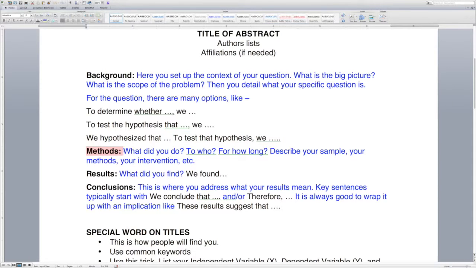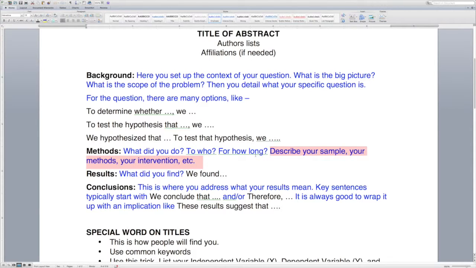For your method section, again, very straightforward. What did you do? To who? For how long did you do it? You really want to describe your sample, what methods for measuring and assessing that sample that you used, your intervention and how you looked at the outcome of that intervention. You want to describe those things as briefly and cleanly as possible.